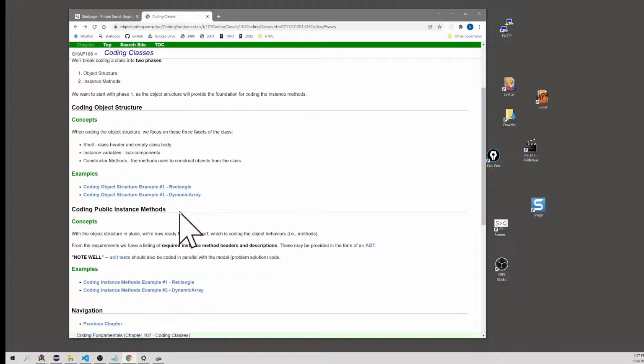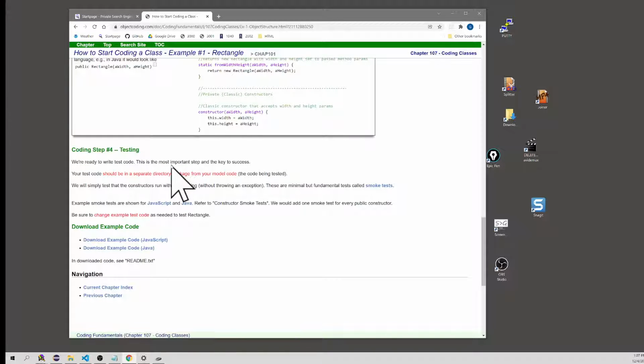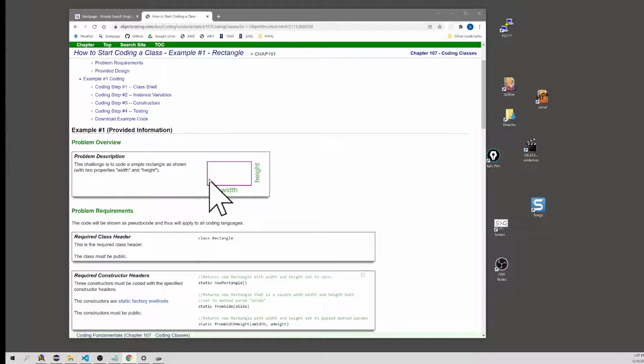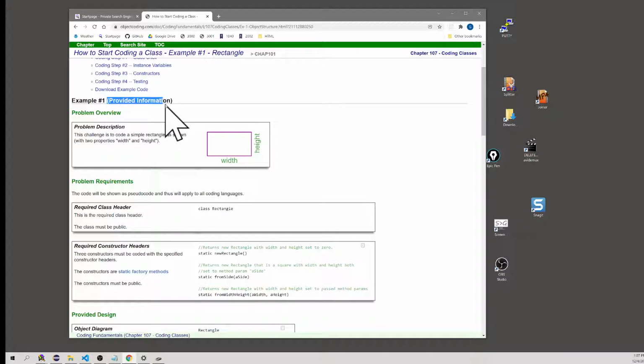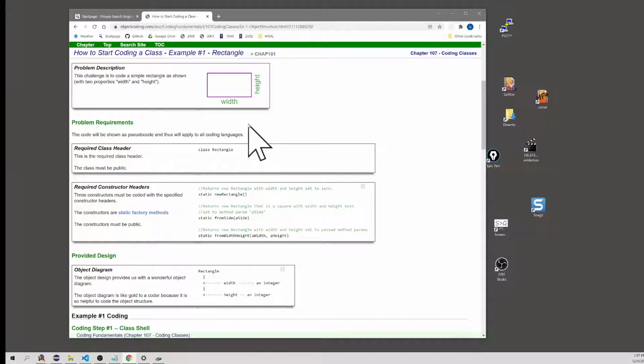And it doesn't really matter if the class is complex, like a dynamic array, or simple, like a rectangle. It's really the same pattern. So where do we start? Well, we start with the provided information, right? What we're given. And we're given some kind of problem description. In this case, it's a very simple rectangle here, right?